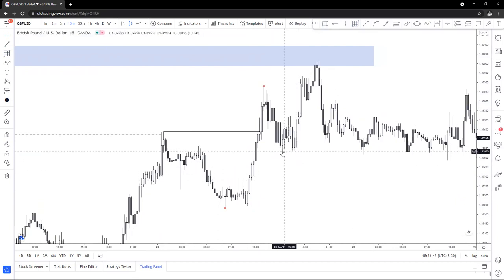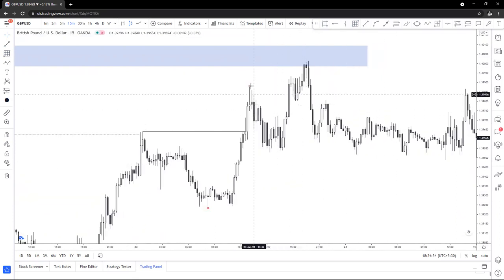Now where is the external range liquidity? Right above this high. Okay, above this, which means now the people who trade with the trend, they will place their buy stop above this.